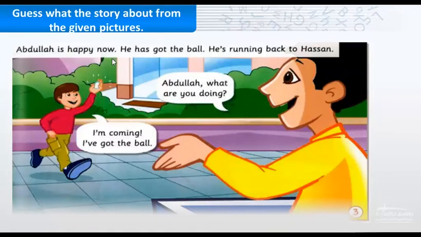Picture number three. Abdullah is happy now. He has got the ball. He is running back to Hassan.